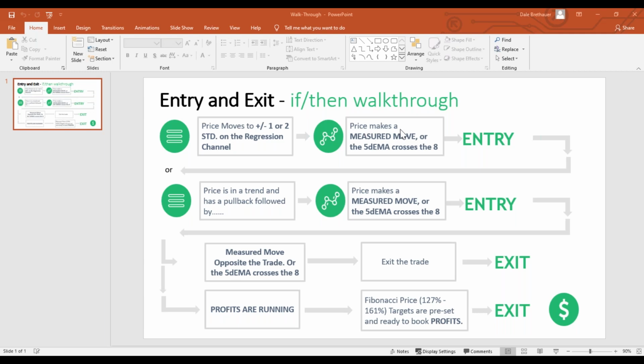All right. So when the price makes a measured move, or the 5-day crosses the 8, either down for a bear call or up for a bull put, that's our first entry. Now, the caveat is, if the price goes into a trend and has a pullback and then makes a measured move, or the 5 crosses the 8, that's our secondary entry. These are our entries. This is the only time we enter. And I don't take all of them.